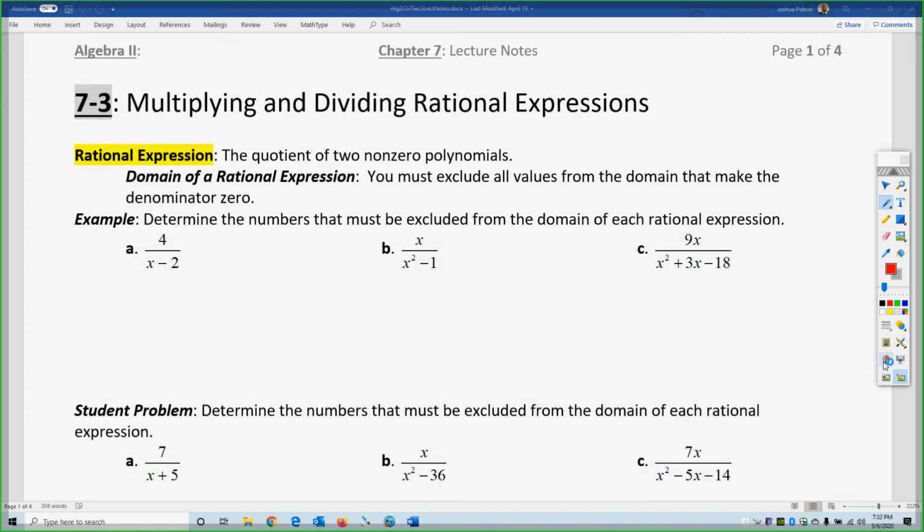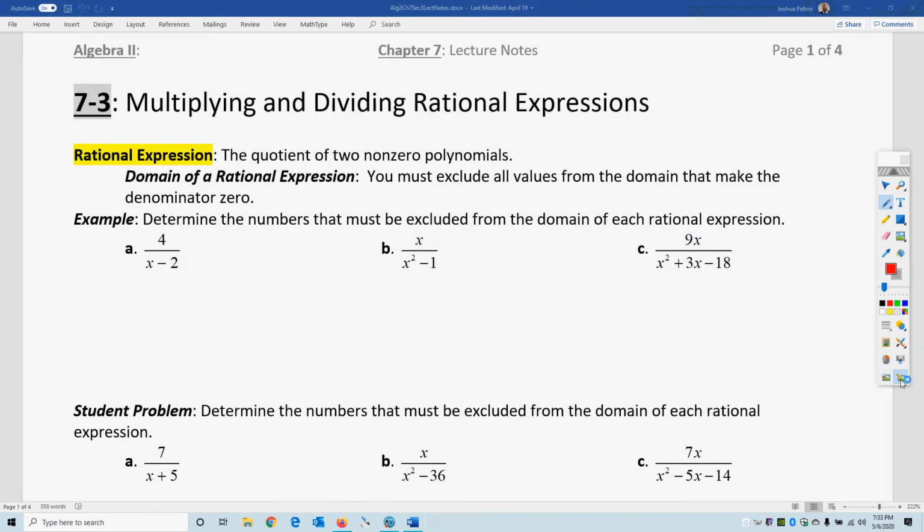Rational expressions are when you have two polynomials, obviously non-zero, and it's a quotient of the two. So if it is a quotient, a fraction, your denominator can't be 0 because you can't divide by 0, because that would be undefined. Thus, you have to limit the domains with rational functions, unlike regular polynomials, because you can't divide by 0.